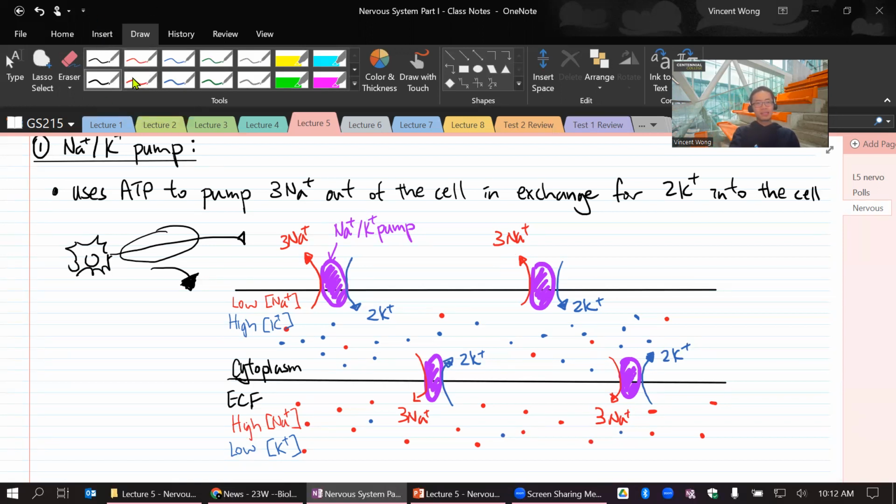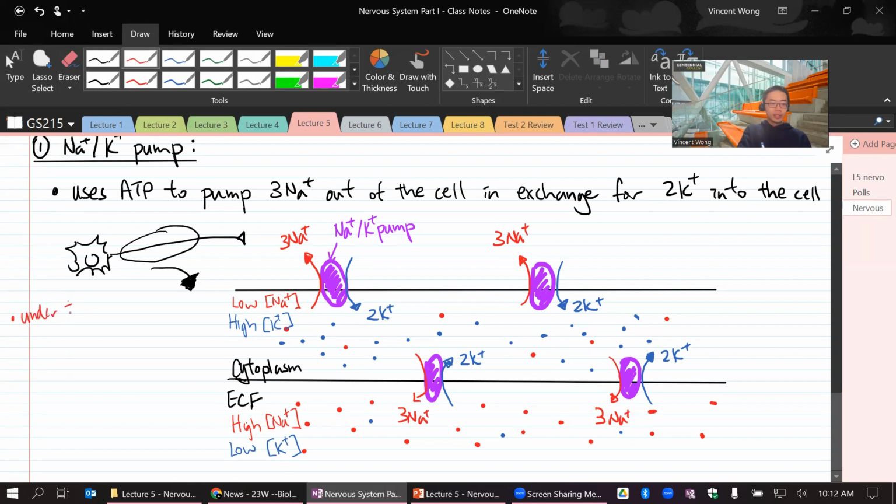Should I write it down? Yeah, I guess I'll write it down. Okay, so under the right conditions, Na will move from high concentration to low concentration, right? Into the cytoplasm.